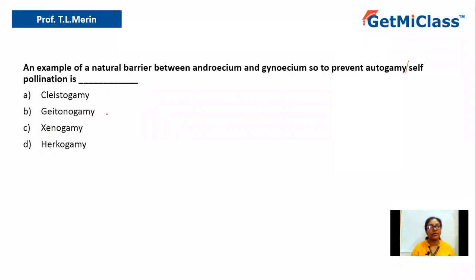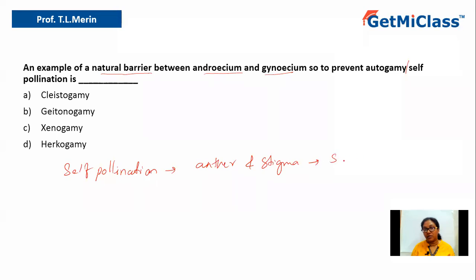So let us understand the question. It says an example of natural barrier between androecium and gynoecium so as to prevent autogamy or self-pollination is. So what do you mean by self-pollination? Self-pollination is nothing but the transfer of the pollen grain from the anther of a flower onto the stigma of the same flower. So here the anther and stigma belong to the same flower, and the pollination is happening in the same flower. So that is what is called self-pollination.